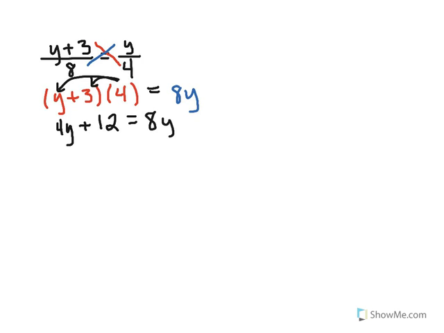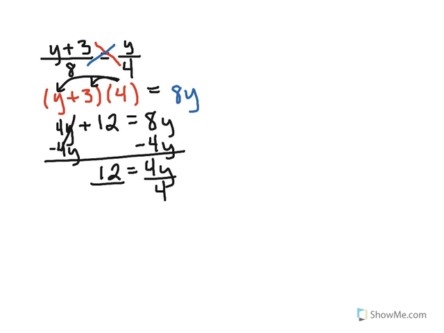So now we solve this just like any normal equation. I'm going to subtract 4y from both sides, and that leaves me with 12 equals 4y. And then to solve this, divide both sides by 4. These 4's cancel, and then y is equal to 3. So if you get a more complicated looking proportion, just use your grouping symbols and it will make the problem a whole lot easier.